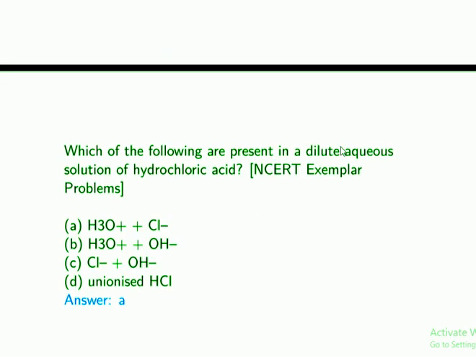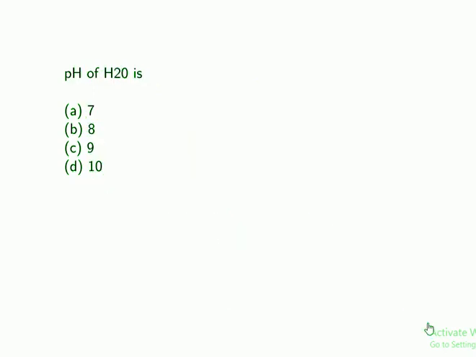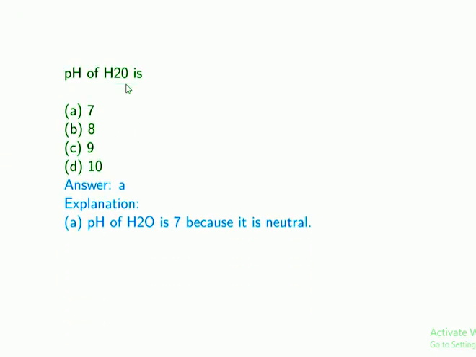So next question. NaOH is formed by the reaction of which substances? NaOH plus H2CO3 forms NaHCO3, and water is separated. So the pH of H2O is 7. Do you know what the pH of H2O is? That is water, and it is 7, because water is neutral.